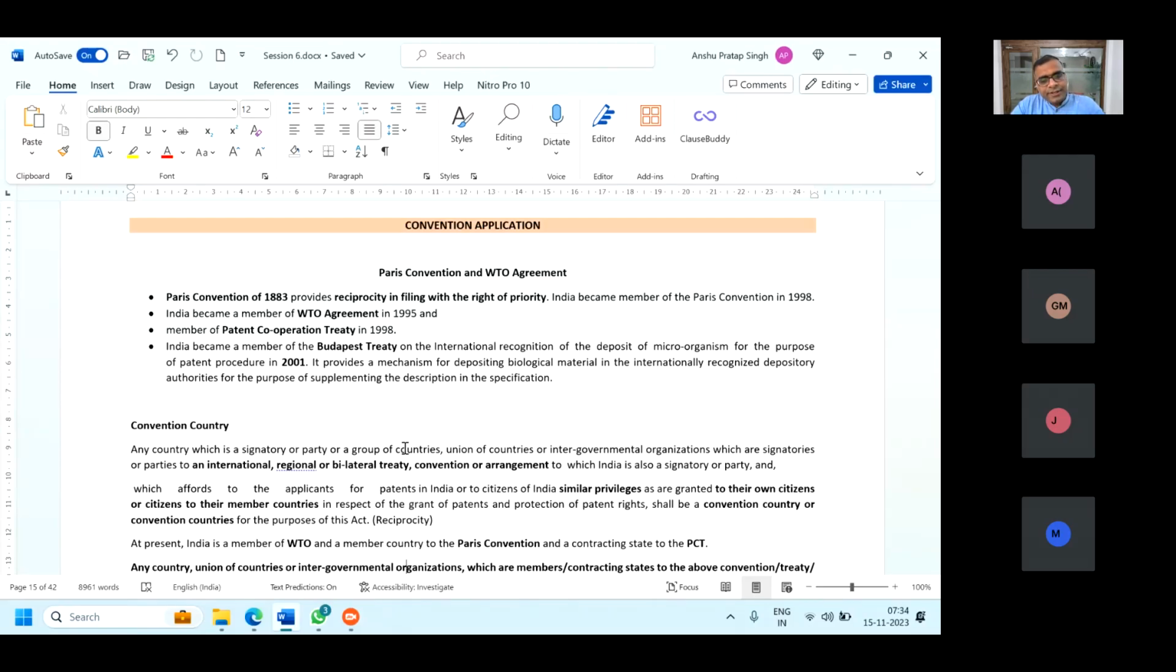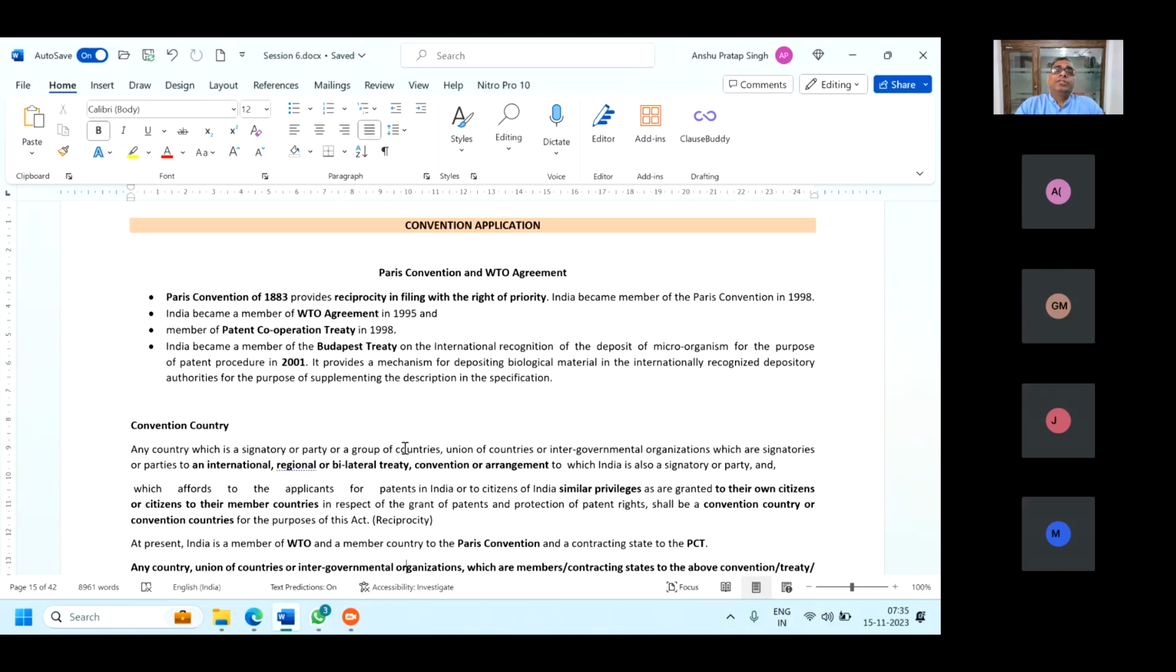When we were discussing the history of patents in our first class, I discussed that we became a member of the WTO agreement and the Patent Cooperation Treaty. The year is important, it can come. India became a member of the WTO agreement in 1995 and PCT in 1998. Then the Paris Convention is actually an understanding of 1883, very old.